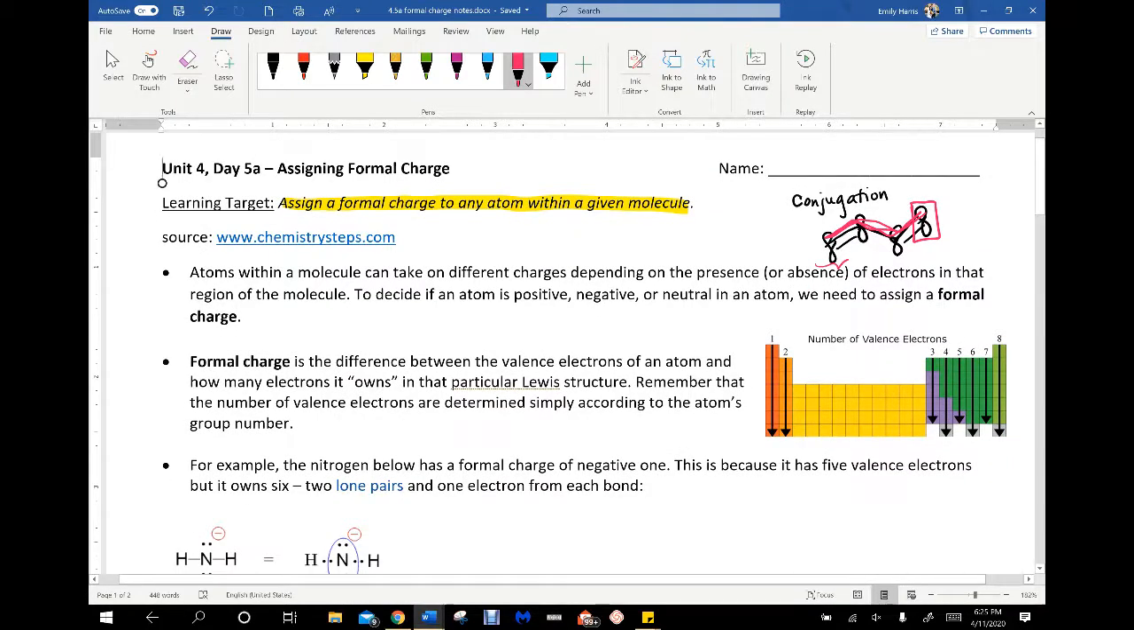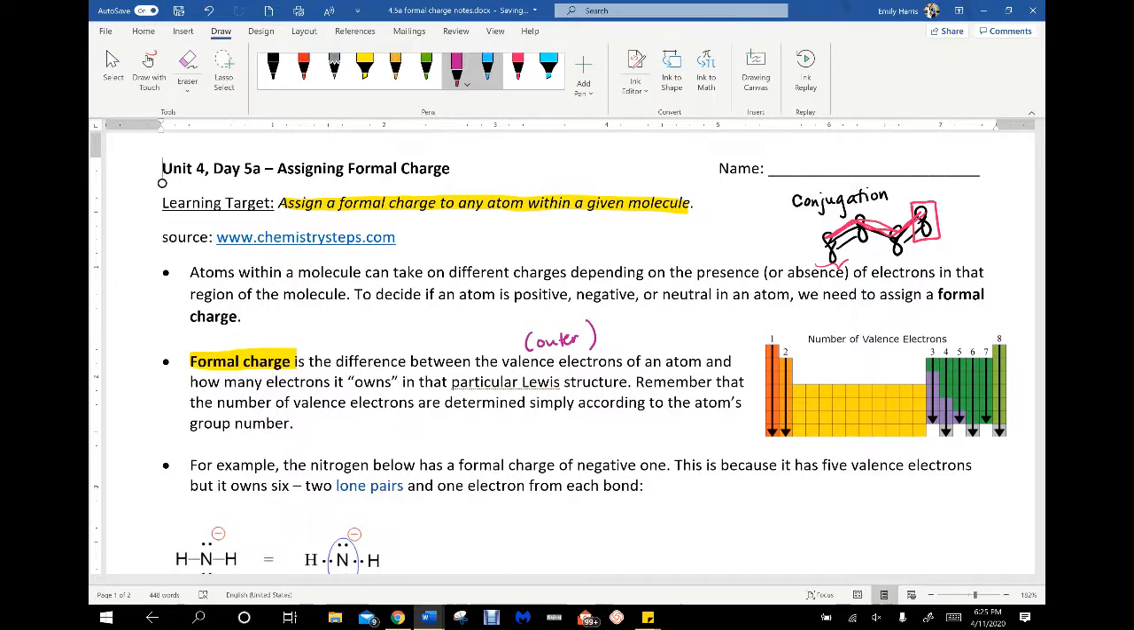It says atoms within a molecule can take on different charges depending on the presence or absence of electrons in that region of the molecule. To decide if an atom itself is positive, negative, or neutral, we need to assign a formal charge. Formal charge is the difference between the valence or outer electrons of an atom and how many electrons it owns in that particular Lewis structure.